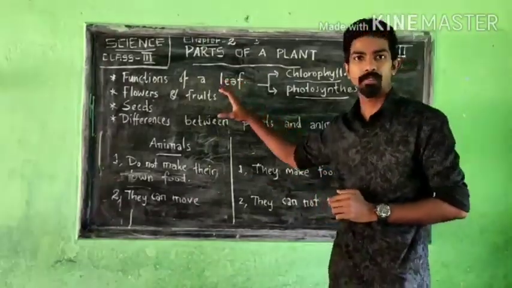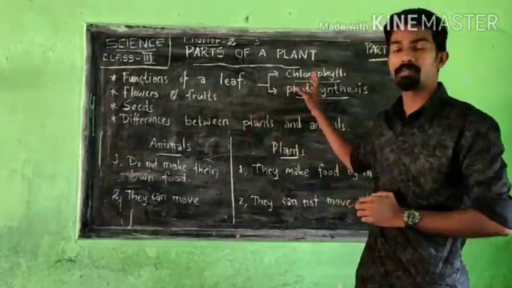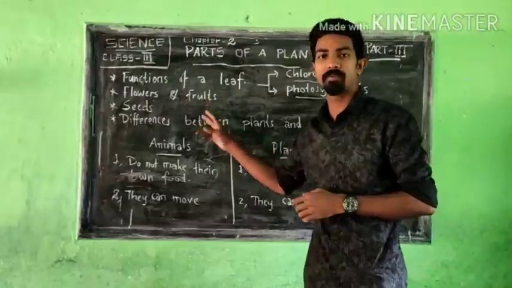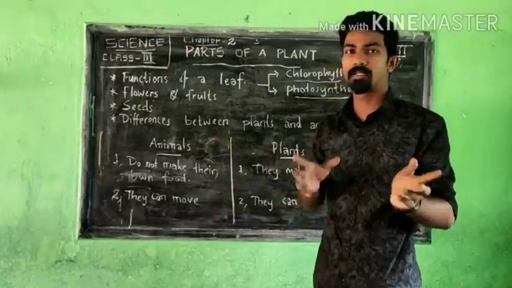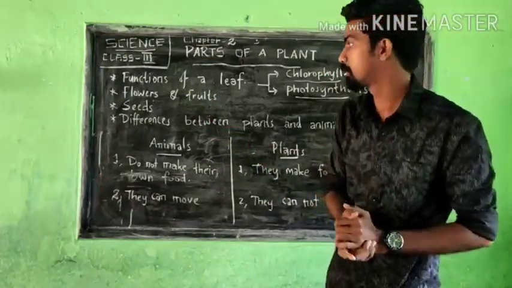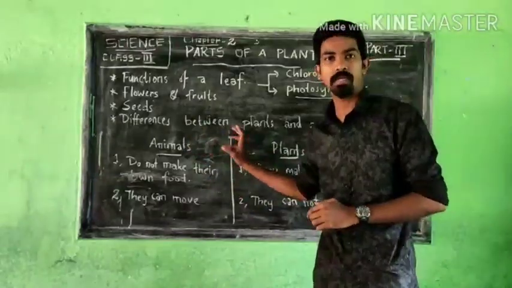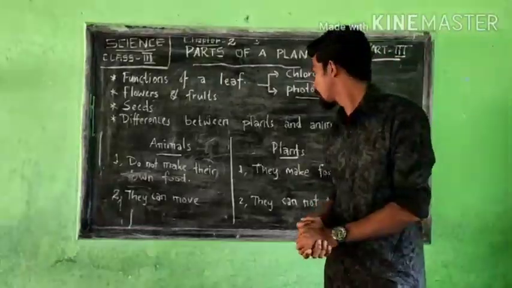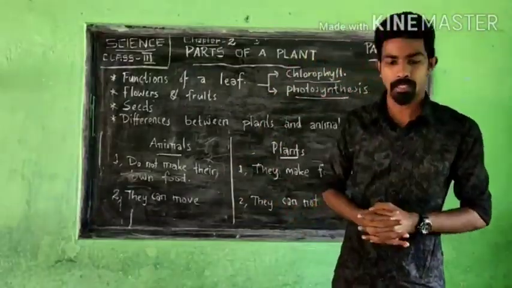And in today's class we will study the functions of a leaf, the chlorophyll, then the photosynthesis process, and again flowers and the fruits, that has given us a small topic, and again seeds, what is a seed and how it is used, that also we will study. Then the last small topic, that is differences between plants and animals. Okay, so only a little is there. So we will start our class.